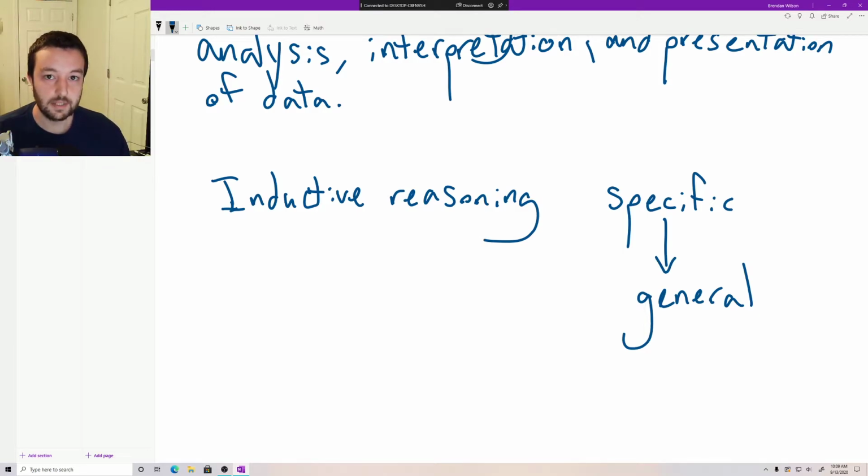Deductive reasoning is the opposite of that. You start with something general, and then you deal with specific examples from there. Most of math is deductive reasoning, but statistics is inductive reasoning. And going from specific to general can be dangerous, because not everything generalizes perfectly. So that's why we need to make sure we're doing it properly. You're usually not saying that something is 100% true. You're usually saying it's true within a certain probability.